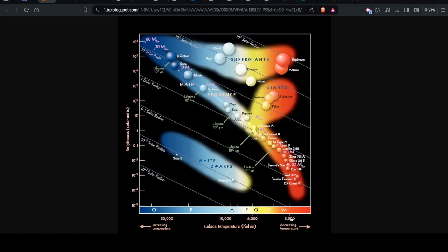So that's how we remember the spectral types of stars. O's are going to be the hottest. Those are your big blue giants. M's are going to be the cool dwarf stars. And then our sun is actually a G-type star. So we're kind of in the middle.